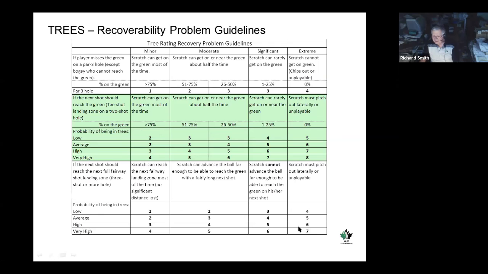And same thing down here. The need to pitch out will be tempered by how likely it is that you get in there in the first place. So again, you could have values anywhere from 5 to 8 for having to pitch out. 5 if it's not very likely that you get into those trees, 8 if it's relatively likely that you're going to get into those trees.